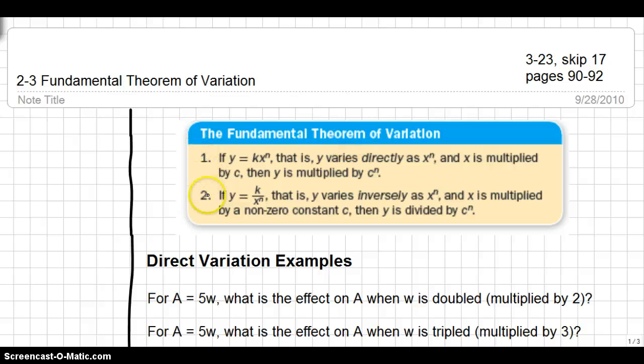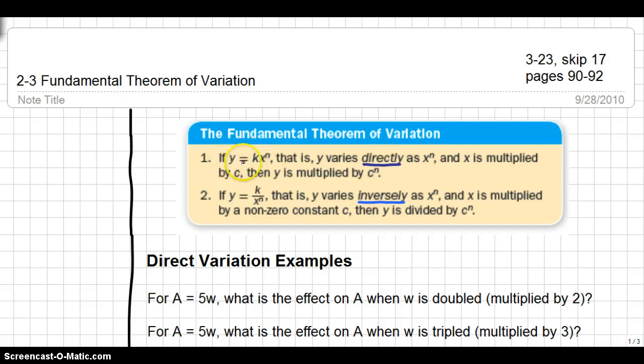The fundamental theorem is divided into two parts. One part related to direct variation, the other part related to inverse variation. I've divided the examples today into direct and inverse as well. So let's look at the first part of the fundamental theorem.